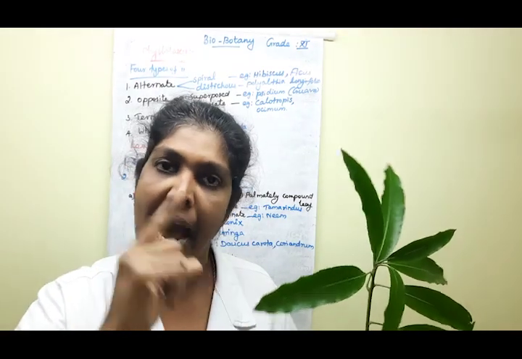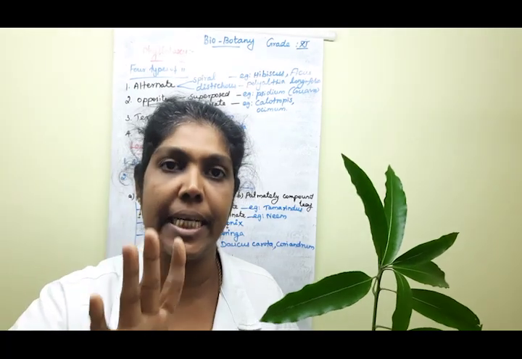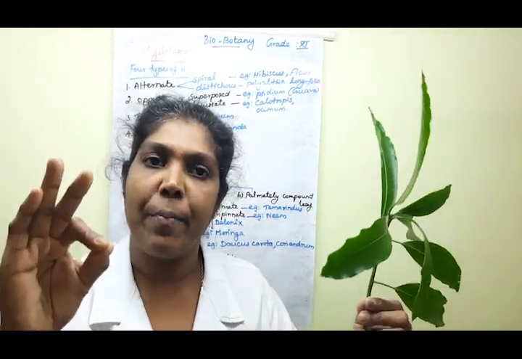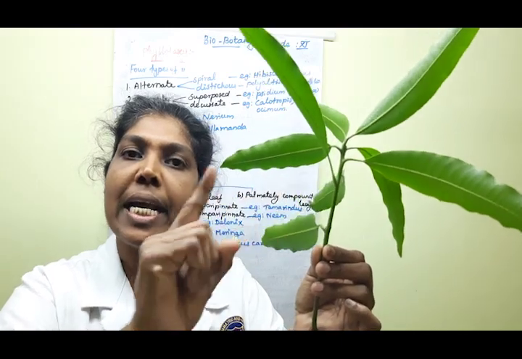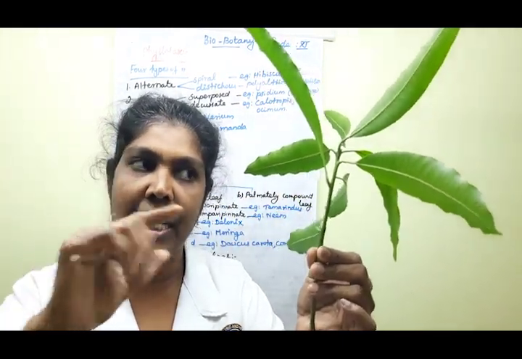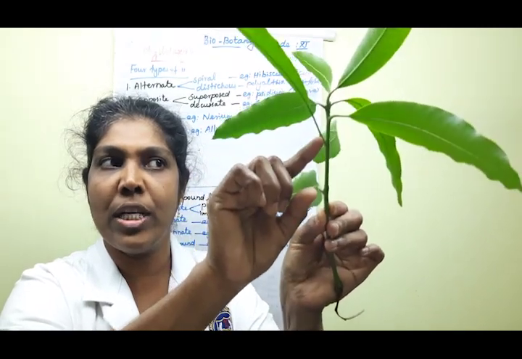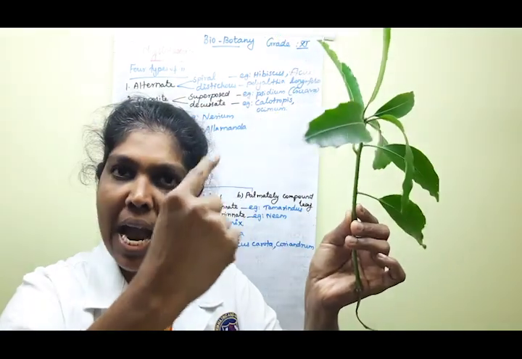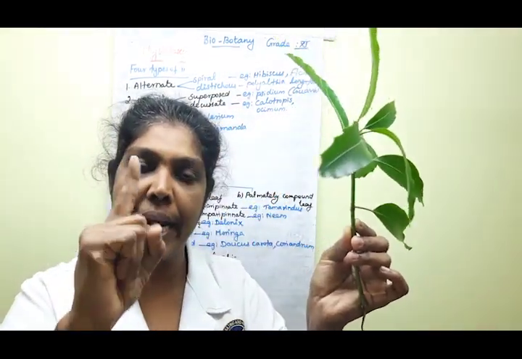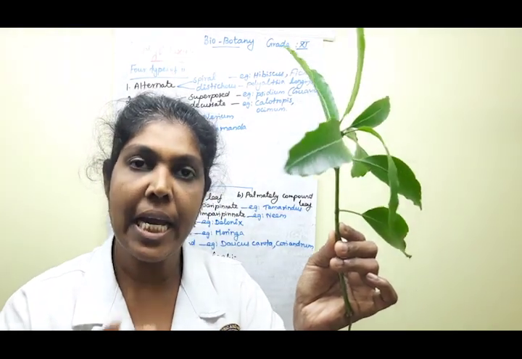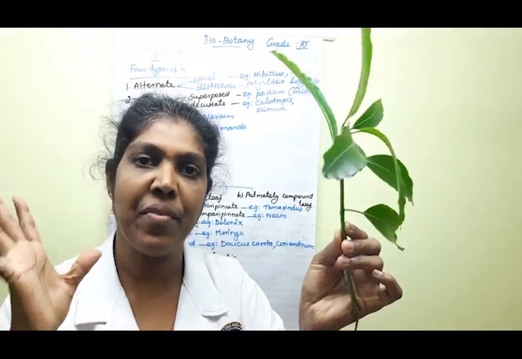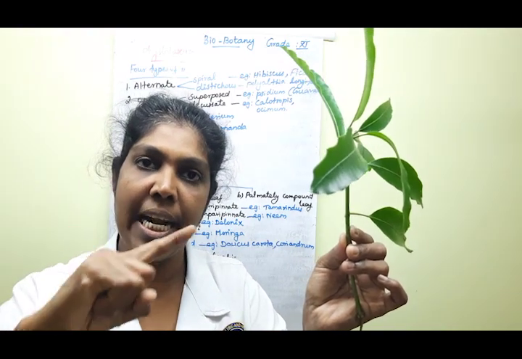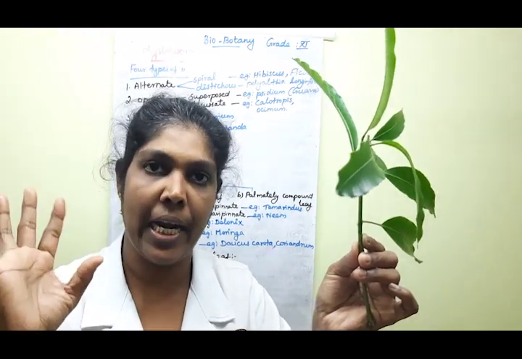Alternate spiral and another one is alternate distichous. Alternate spiral means each nodal region has one leaf arising, and the leaves are arranged in a spiral manner. So here one is present, and at the next nodal region this one is present, and again here. That's a spiral manner, where each nodal region has one leaf. Clear? That is known as alternate phyllotaxy. Alternate, that manner we call spiral.